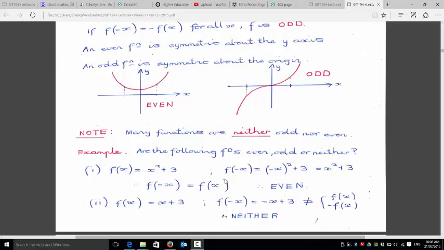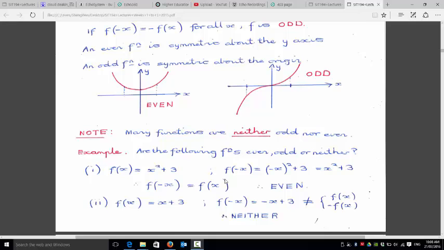Are the following functions even, odd, or neither? For the first one, f(x) is equal to x squared plus 3. Is this an odd function, even function, or neither? Can you tell me? Let's check together.